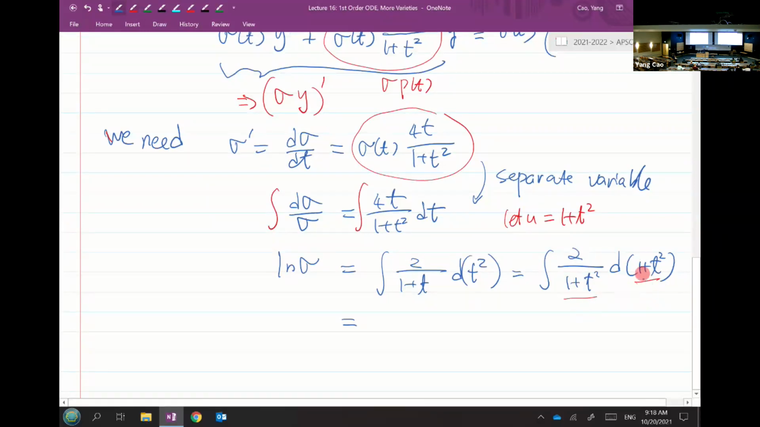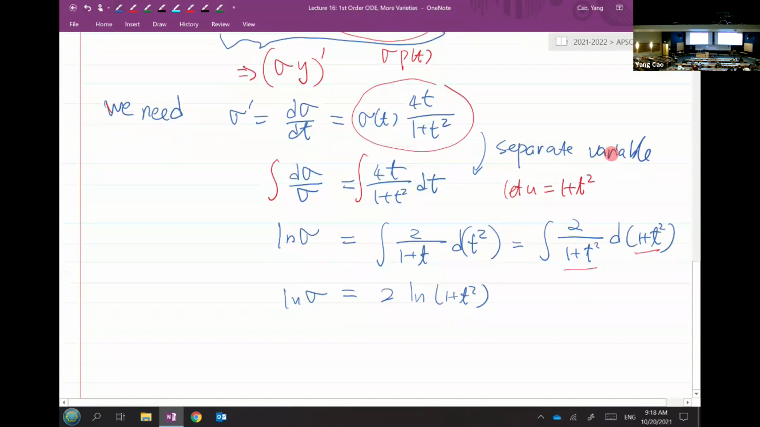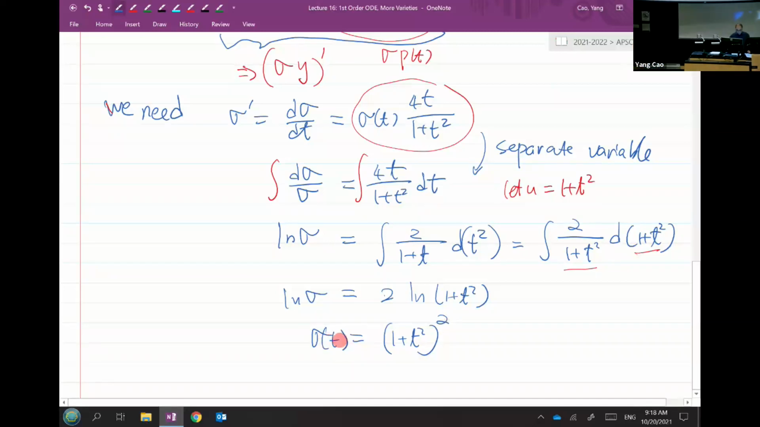So then the result of this integration is just 2 ln of 1 plus t squared, right? Okay, so then this is your ln sigma. So your sigma equals 1 plus t squared, and then squared here. Any questions on the results that are here? This is your function sigma of t.